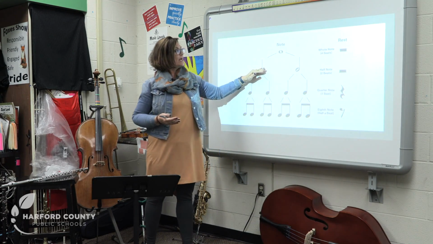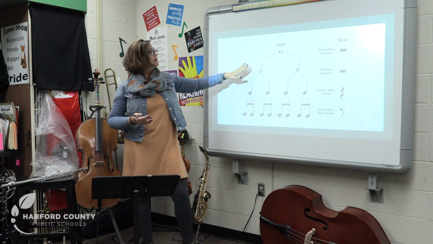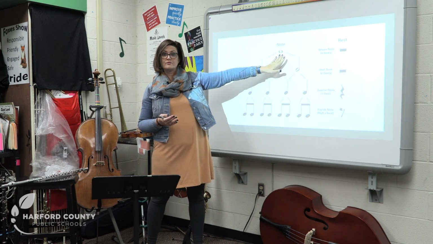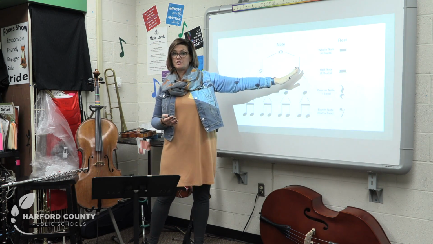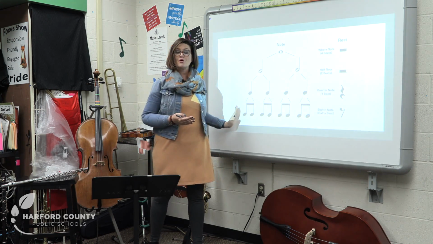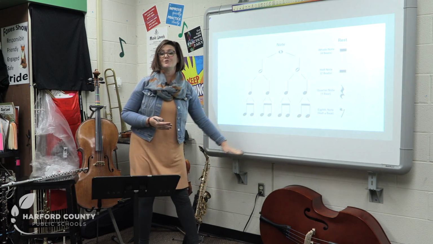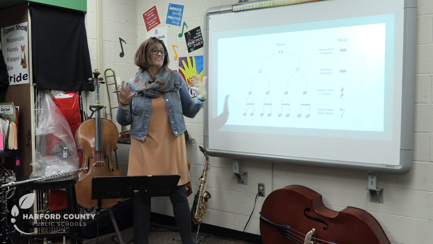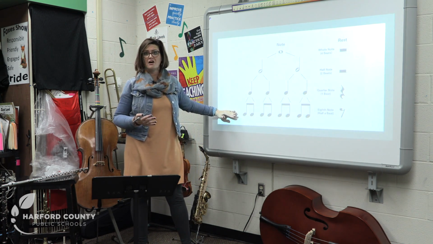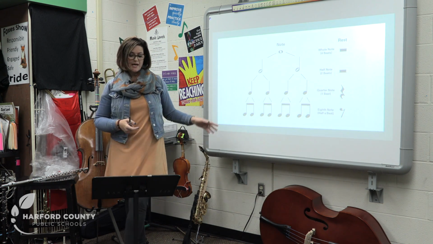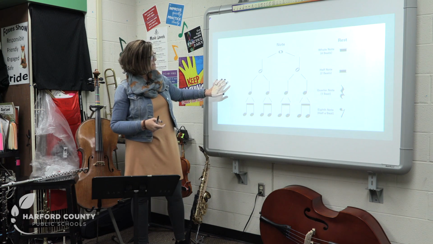As we go down, each name of our note comes from how we've broken apart that whole note. So if our whole note was 4 beats, we can break it into 2 half notes. We can then break it into 4 quarters or 8 eighth notes. We can continue going down this into 16th notes, 32nd notes, and so on. Really, we have an infinite limit. Today, we're going to talk about just these first couple of layers.